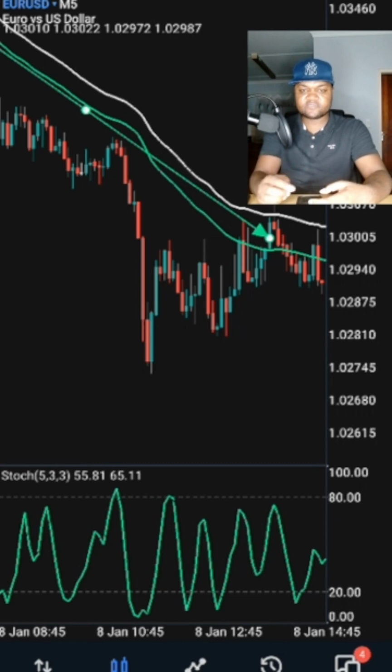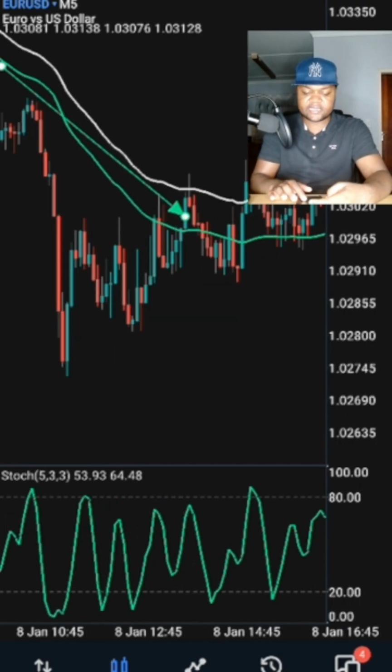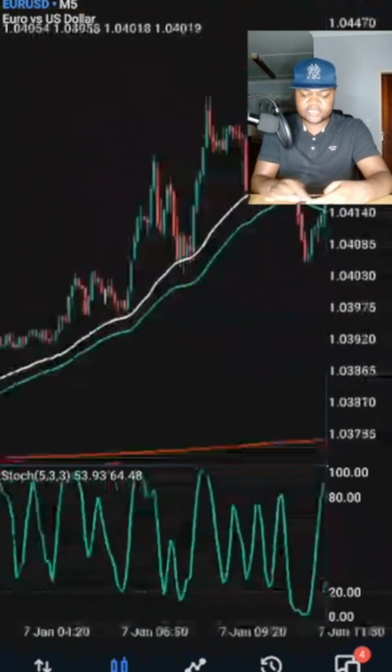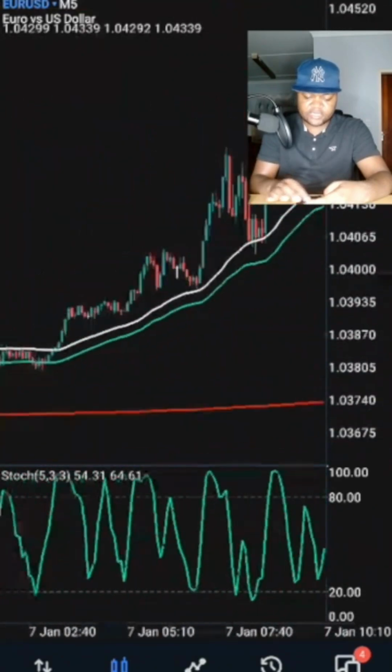One, you can use the EMA bands, these lines, as your trailing stop, or you can just make use of a 1:2 risk to reward ratio. So here we looked at a selling example. Let's look at a bullish example.